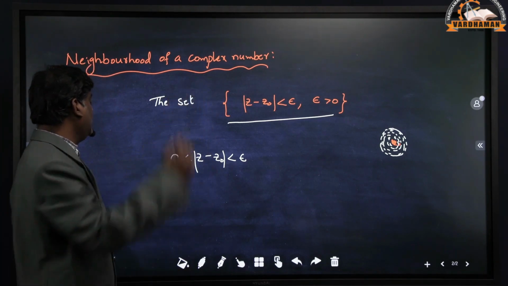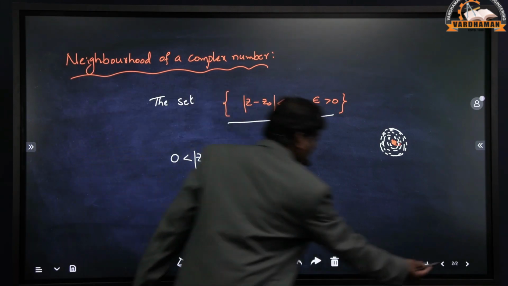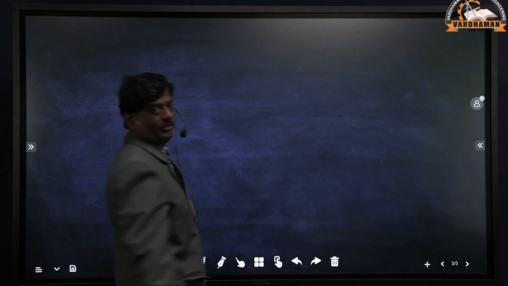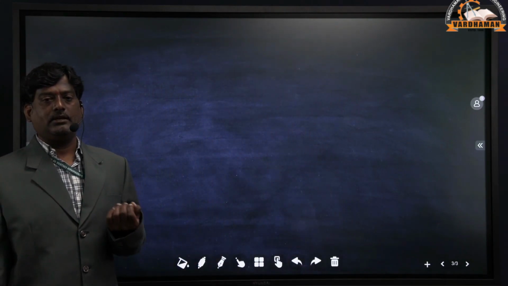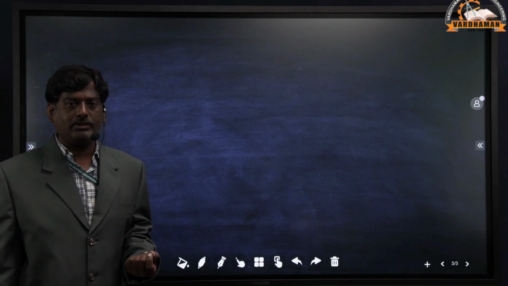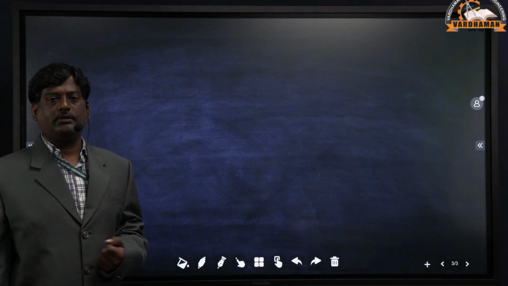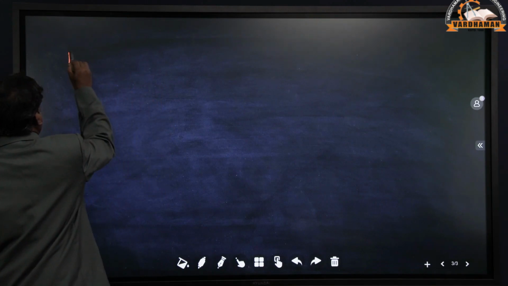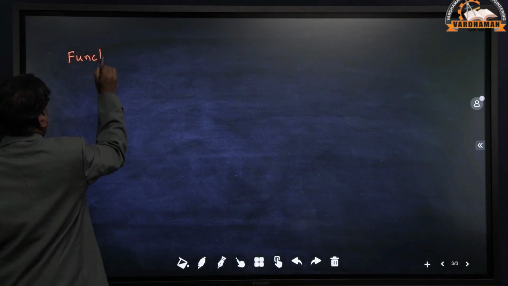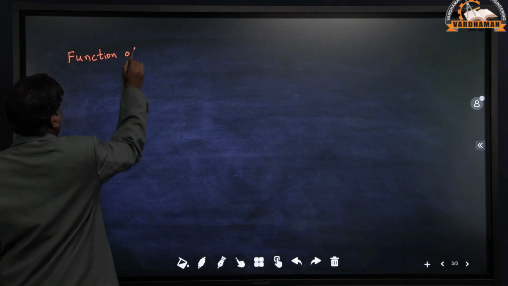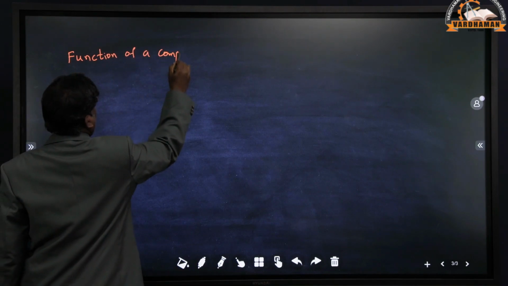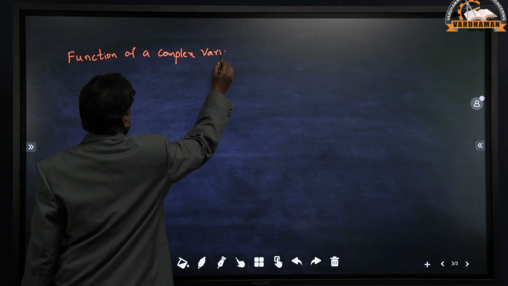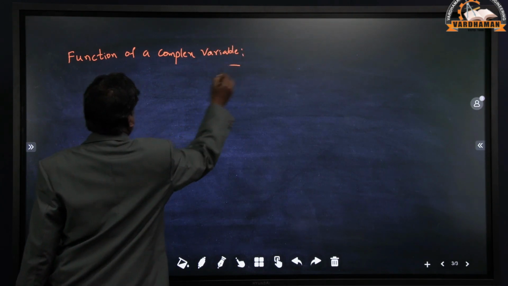Now, what is a function of a complex variable? Here we learned the neighborhood of a complex number, what a complex variable is, and the polar form of a complex variable. Now, what is a function of a complex variable? How can you define a function?